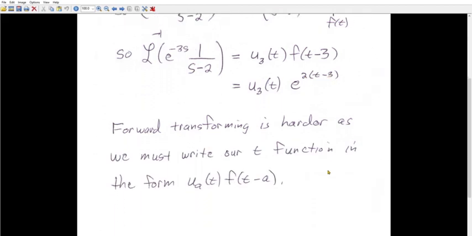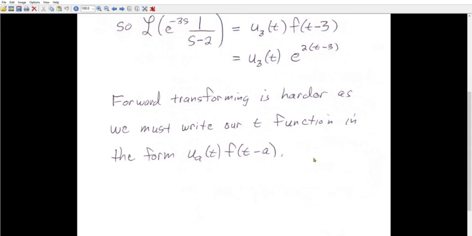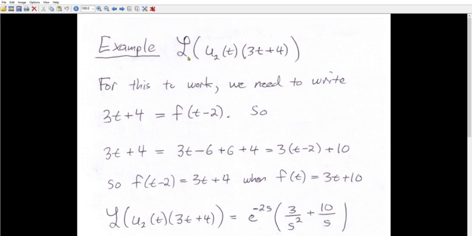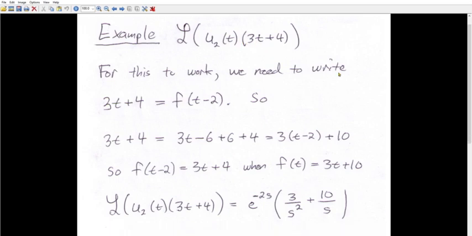Now forward transforming is harder, and the reason is we have to figure out a way to write our function in the form ua of t times f of t minus a. We can't write it as f of t. So as an example, let's transform u2 of t times 3t plus 4. For this to work, we need to write 3t plus 4 as a function of t minus 2 because of the u2 of t part here.